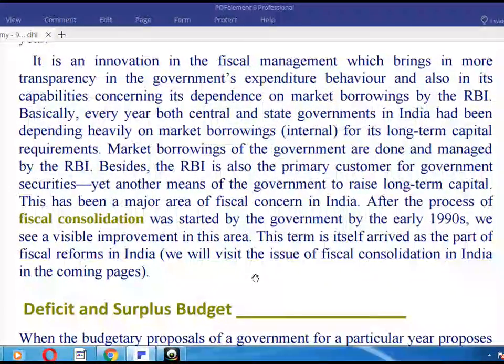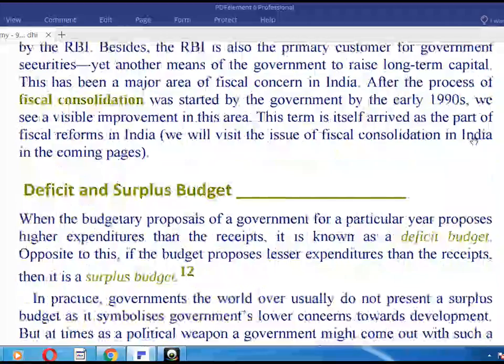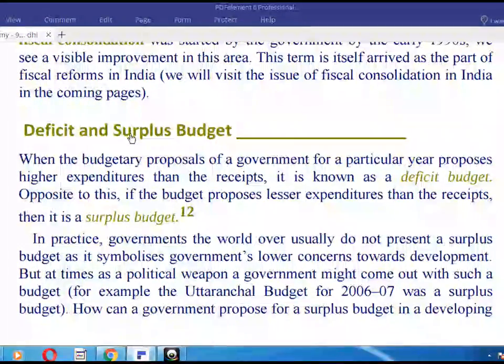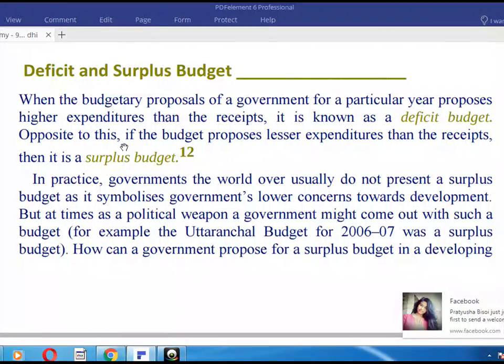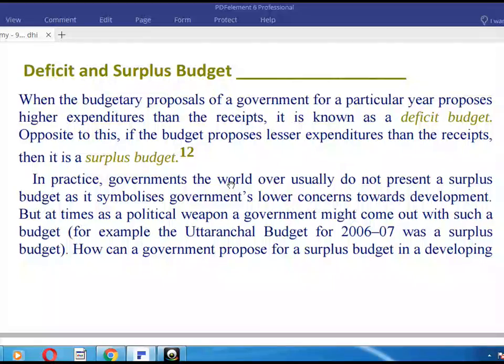Okay, we will visit the fiscal consolidation in India later. Now, deficit and surplus budget. When the budgetary proposal of the government for a particular year has a higher expenditure than receipts, it is known as a deficit budget. Opposite to this, if the budget proposes lesser expenditure than the receipts, then it is a surplus budget.